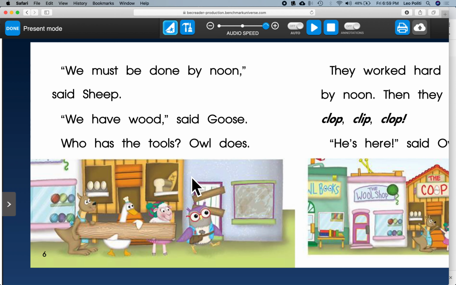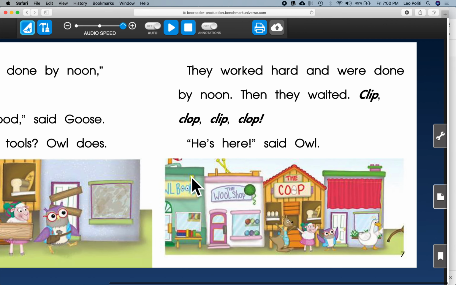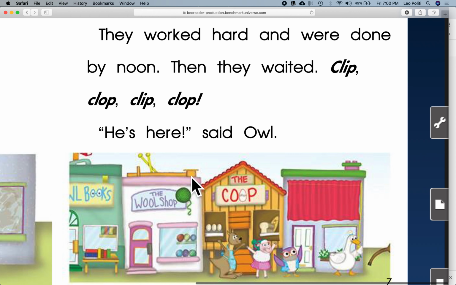Since I can't pick any of you to share with me right now, I will share my prediction so I can model for you. I predict that the animals are building another room for somebody, and the title said a room for moose. So maybe these animals are building a shop for Goose. That makes sense, doesn't it? So let's keep reading to find out if our prediction is correct.